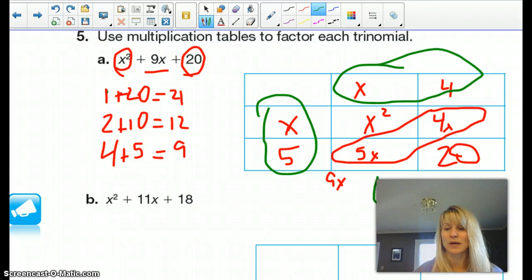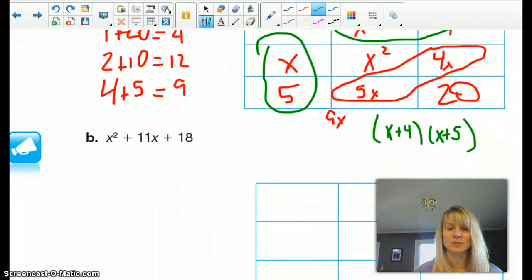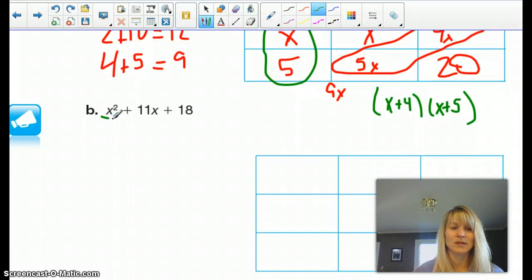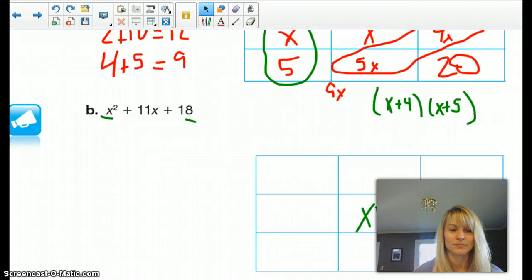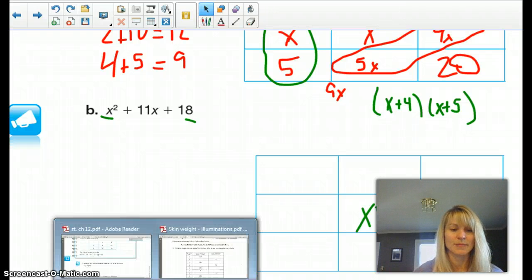So I want you to do this next one on your own. I'll get you a little bit started. We know that the x squared goes here, and the constant is 18, so that goes here. And then see if you can't figure out the rest. Okay? Pause it and come back to the video.